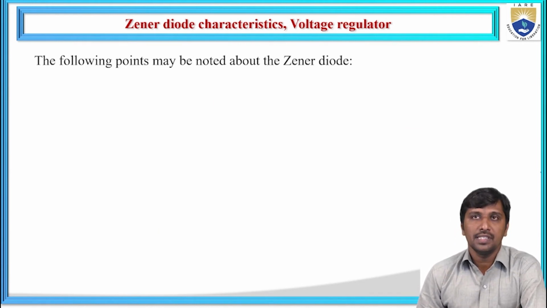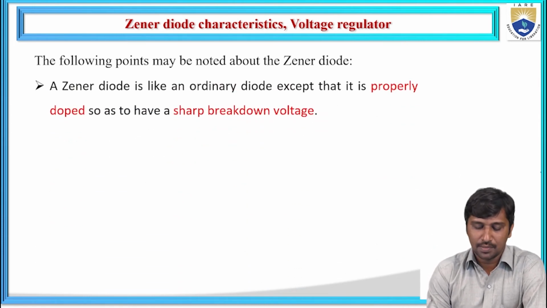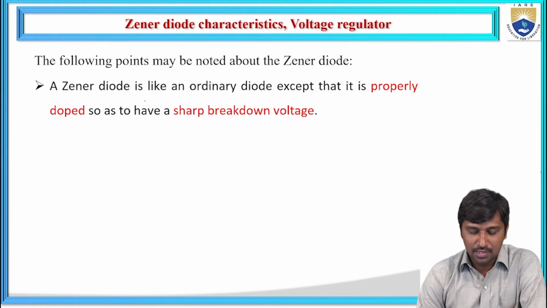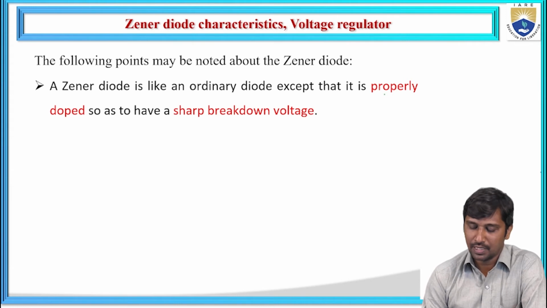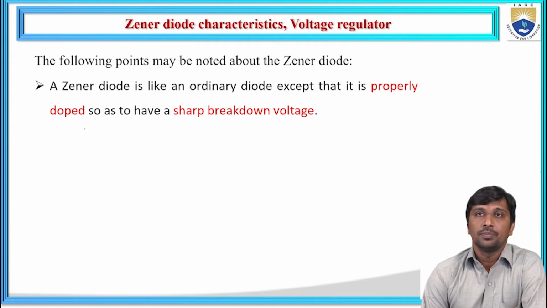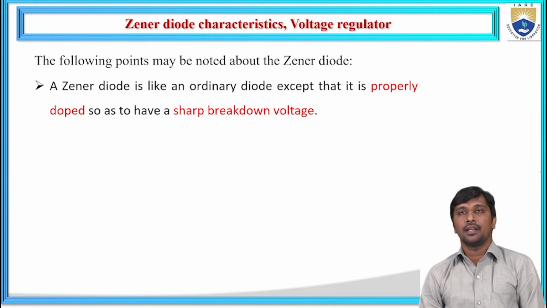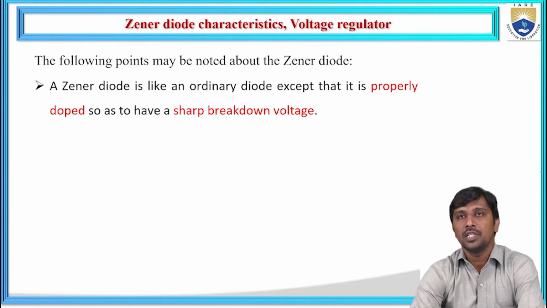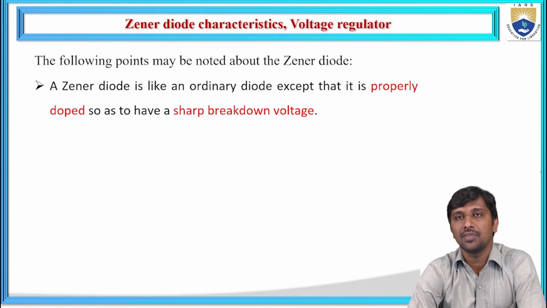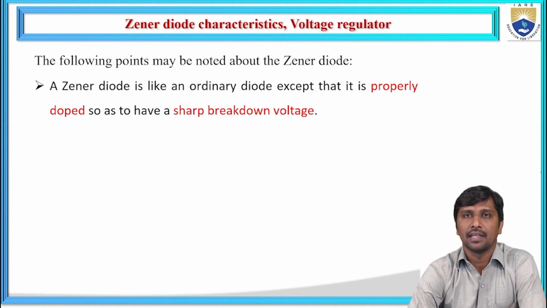Then based on all these points, we observe some of the points. So the first point is, the Zener diode also acts like an ordinary diode except that it is properly doped. This means we need to differentiate between a normal PN junction diode and a Zener diode. If you observe these two diodes, in both cases we have the same materials, P-type material as well as N-type material. But we need to show some differentiation in the way of conduction.